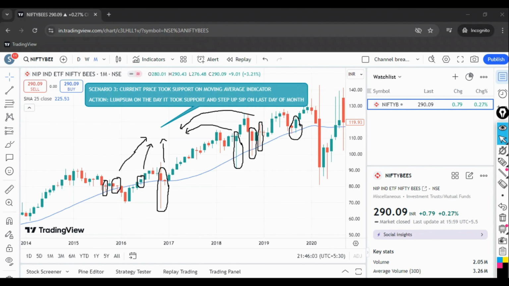Scenario 3. Current price just touched or took support on the moving average indicator on a particular day of a month. The action that you are going to take is to invest the lump sum amount on the day the price has touched or took support on the moving average indicator. And as usual, you will be doing the step up SIP on the last day of that month.